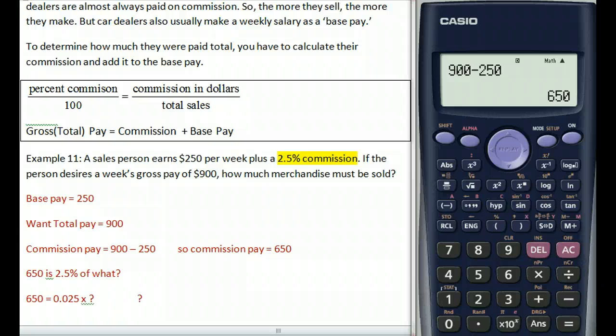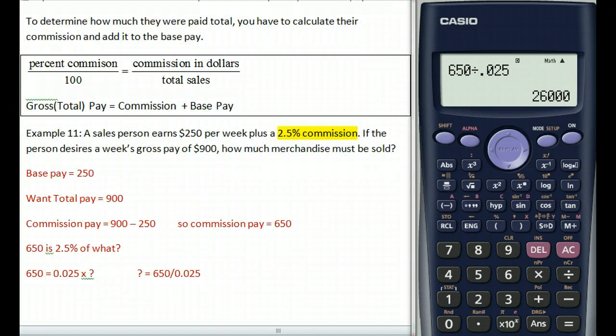So again, to figure out the question mark, I take the 650 and I divide it by the percent as a decimal. So 650 divided by 0.025, and I get $26,000. So that means $26,000 in merchandise must be sold. So if you're a used car dealer, you sell one really expensive car or 2 or 3 or 4 small cars, and you could earn $650 in commission.